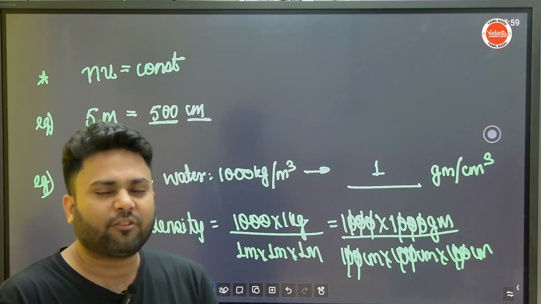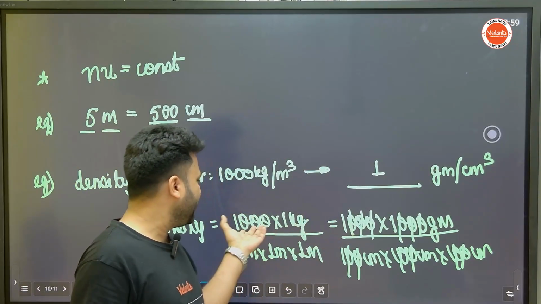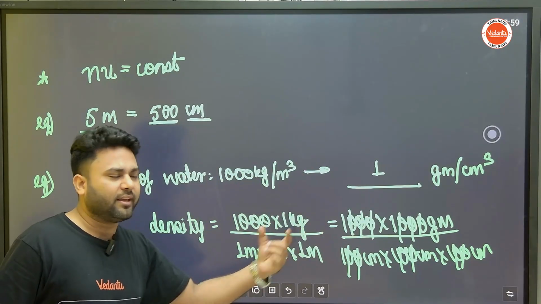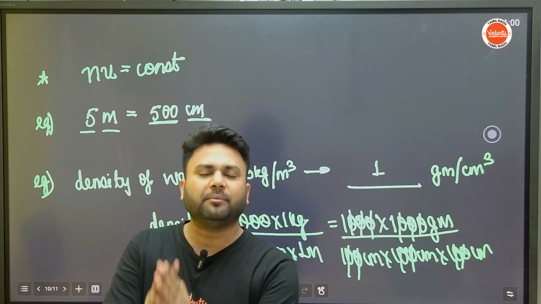So when we are moving from SI unit to CGS unit, it is very easy. Just you have to replace 1000 kg, so 1000 into 1 kg divided by meter cube. Meter cube means 1 meter into 1 meter into 1 meter.